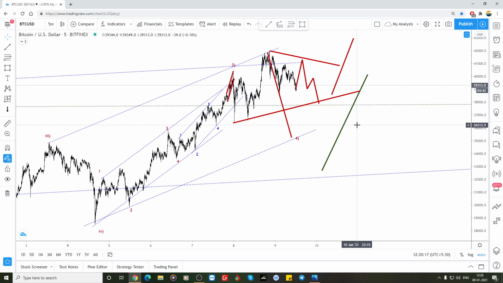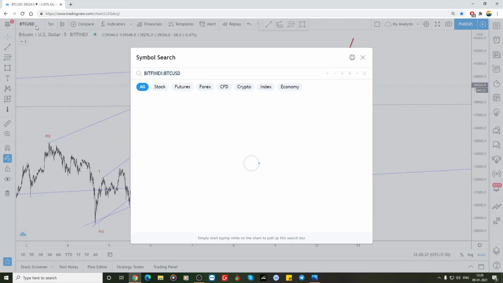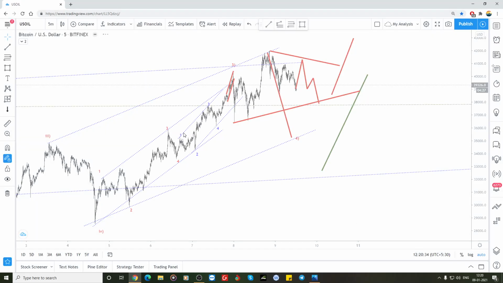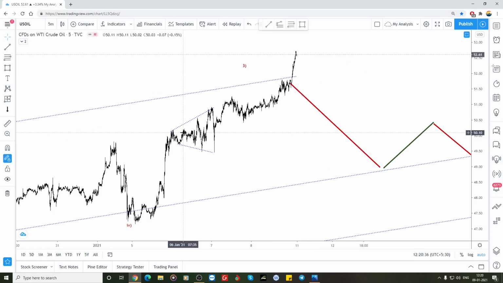So nearly 10,000 against 3,000 is a good risk reward. It's a 3,000 stop loss and 10,000. So even if it is 9,000, from here it's a 48,000. So nearly 9,000 points. So let's see. And then we will move on to US oil, and then to gold and silver.